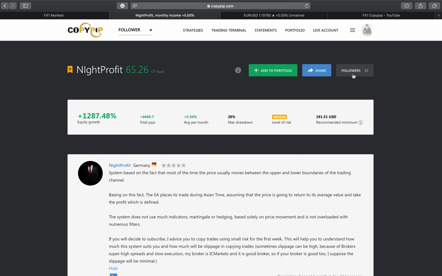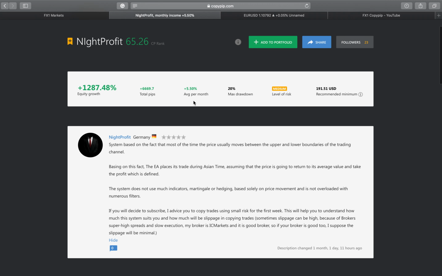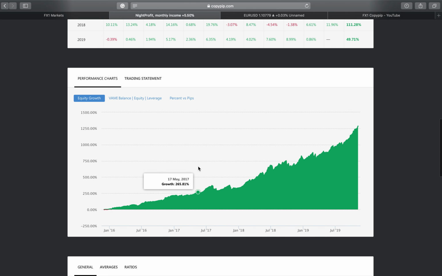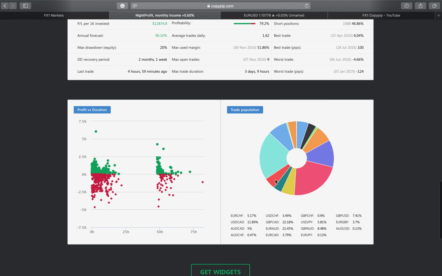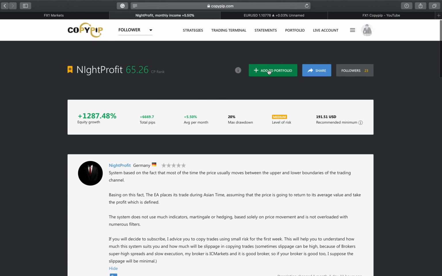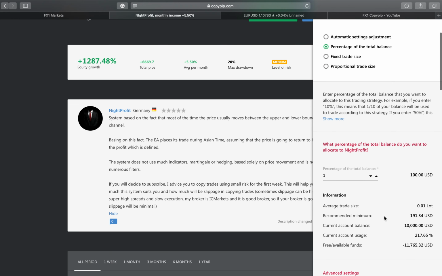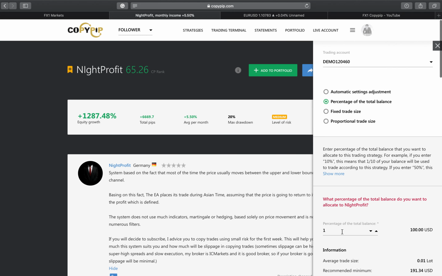This one doesn't have many followers, but maybe this person has been trading for a long time and doesn't have many red months, and even the red is a small number, only 15% here. So what I'm going to do is follow this trader. So add to portfolio. I check the recommended minimum is good. I just want to give 10% or maybe 20% of my account, which is $20,000.